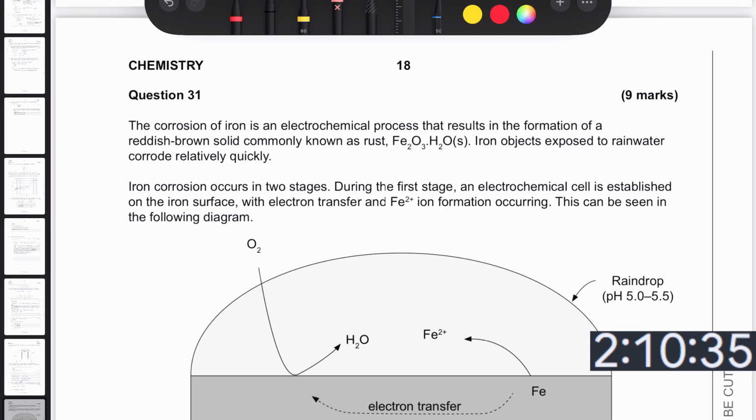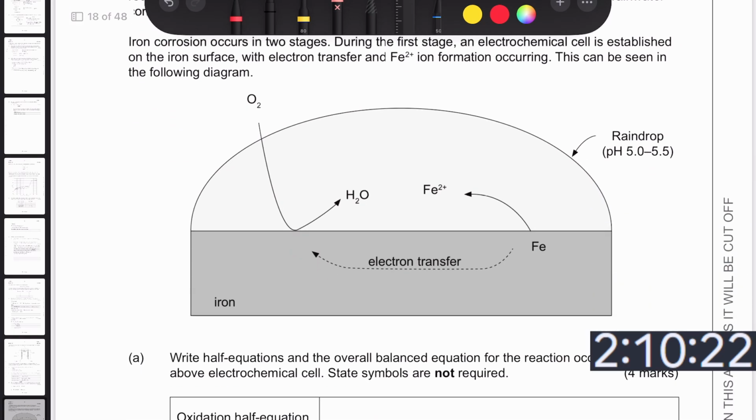Corrosion of iron is an electrochemical process that results in the formation of a reddish-brown solid commonly known as rust, which is Fe2O3·xH2O. Iron objects exposed to rainwater corrode relatively quickly. Iron corrosion occurs in two stages. During the first stage, the electrochemical cell is established on the iron surface with electron transfer and Fe2+ ion transfer occurring. This can be seen in the following diagram.